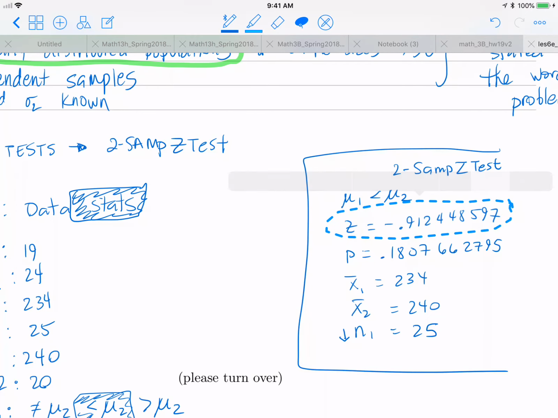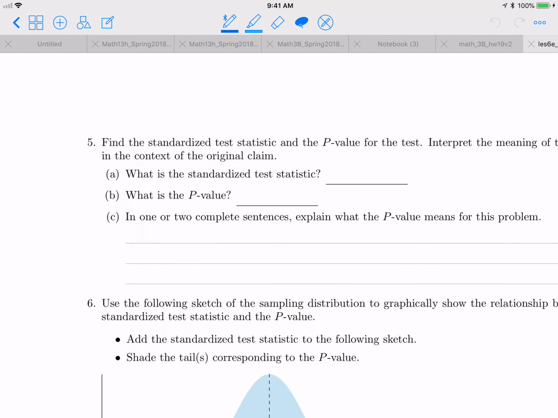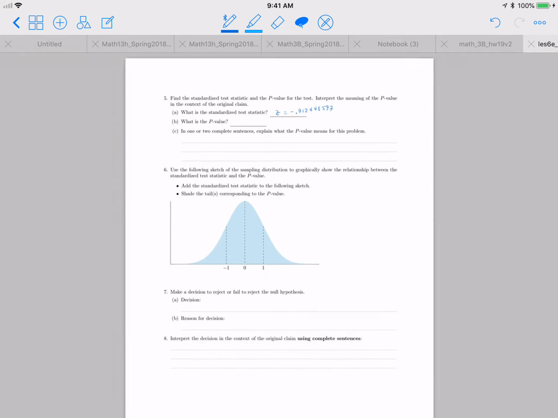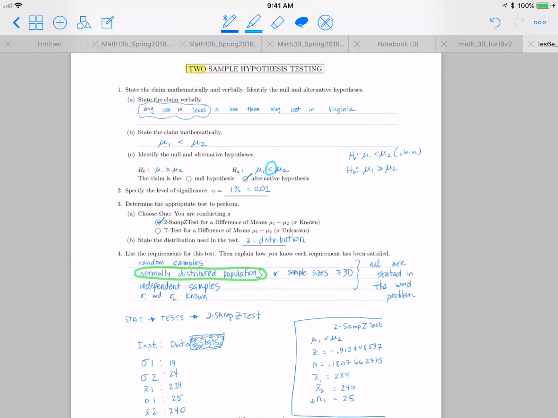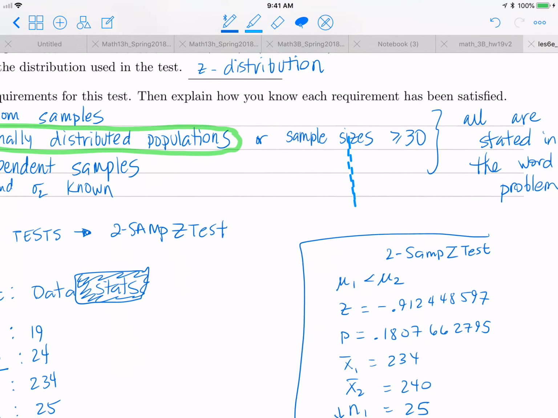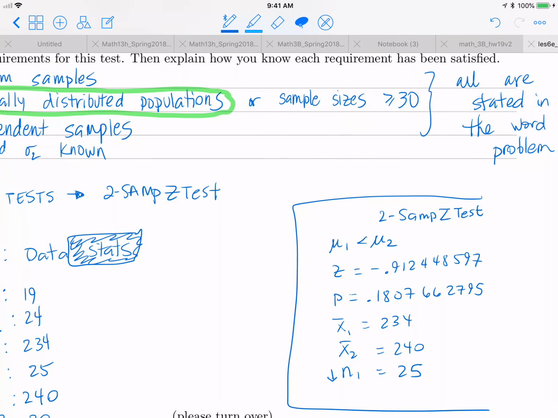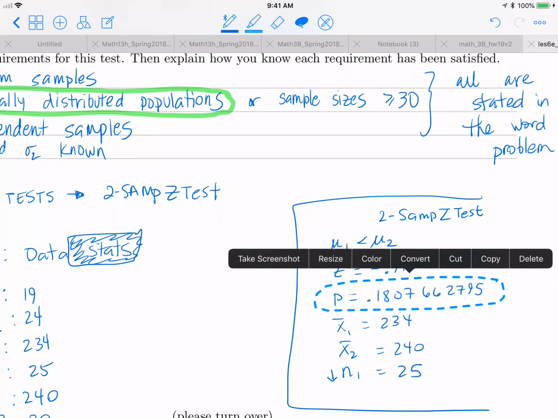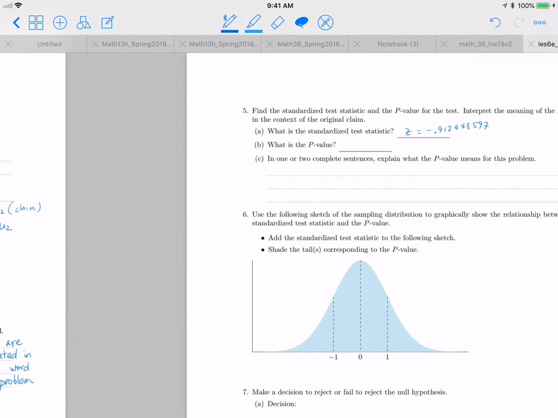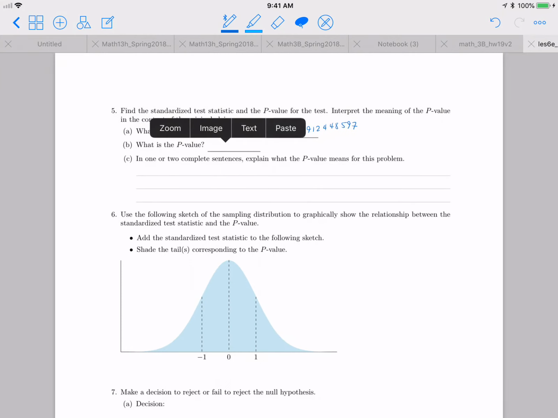So let's copy. What is the standardized test statistic? Paste. Okay. What is the p-value? That is also here. So my probability value is going to be here. Copy. p-value, paste. And in one or two complete sentences, explain what the p-value means for this problem.